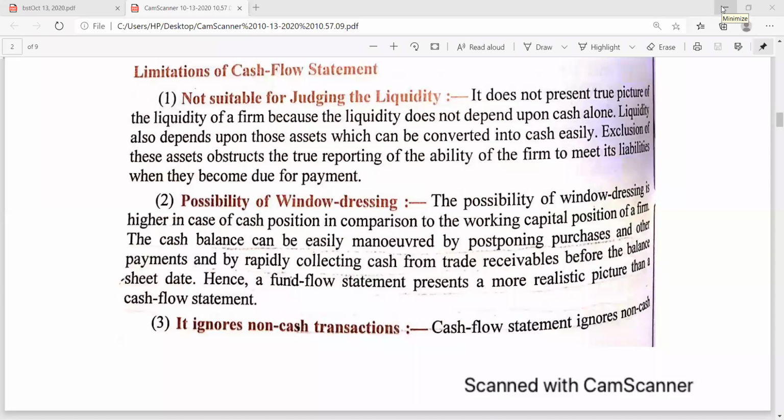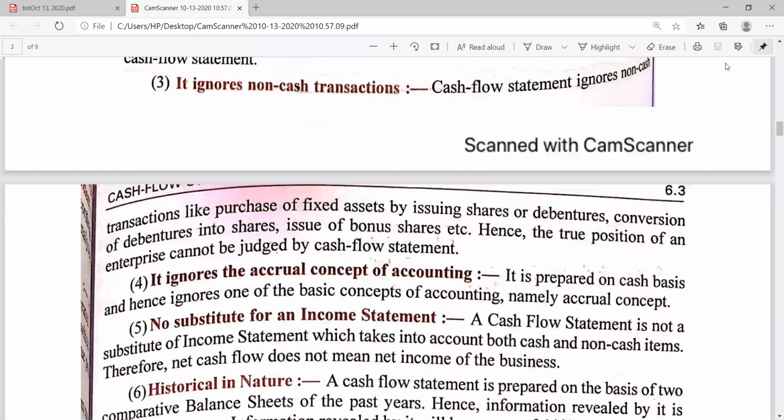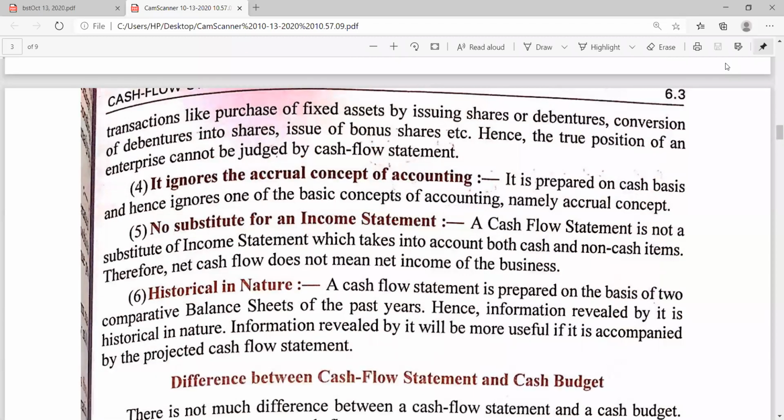The third limitation, it ignores the non-cash transactions. Cash flow statement ignores non-cash transactions like the purchase of fixed assets by issuing shares or debentures, conversion of debentures into shares, and issue of bonus shares. Hence, the true position of an enterprise cannot be judged through the cash flow statement.